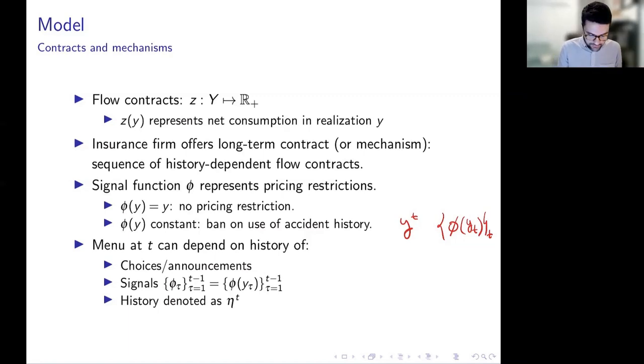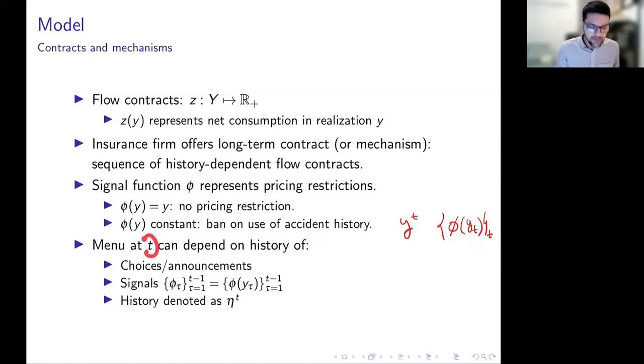In the other extreme, we have the situation in which this phi function is a constant function. This is just a convenient way of writing the situation in which firms cannot explicitly use the accident history in pricing at all, which is a common restriction in insurance markets, at least for health insurance markets. So the signal function is a convenient way of putting these different cases into the same, more general problem. This phi function, just to be clear, is not going to be a choice of firms. It's just going to be an extra parameter of the model.